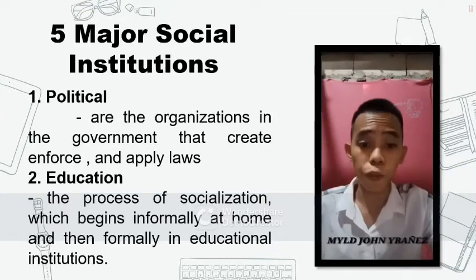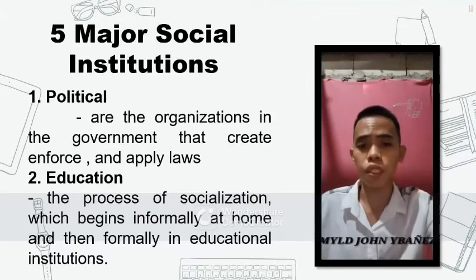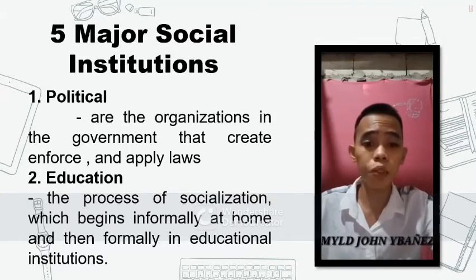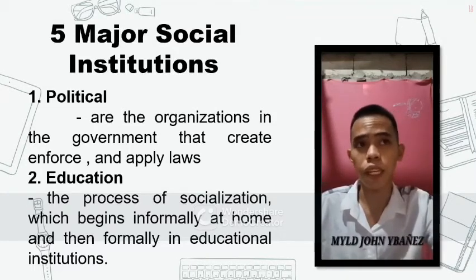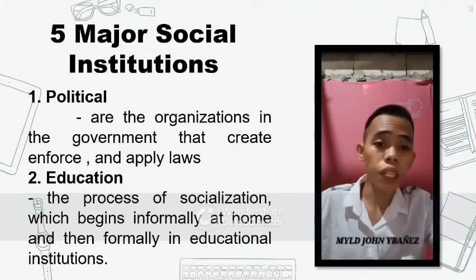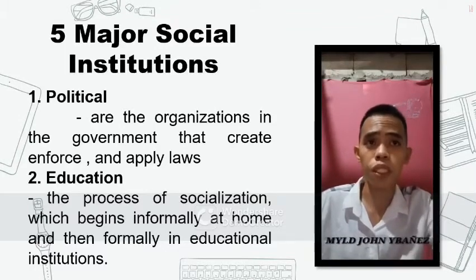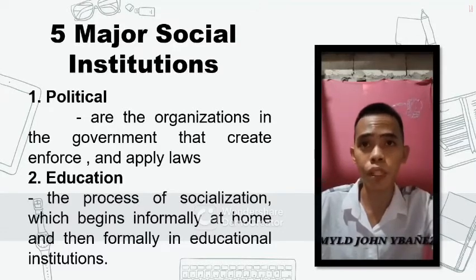So first, the political institution. This often makes the government policy on the economy and social systems, and otherwise provides representation for the population. Political institution is important because this is the arrangement by the government of the people and democracy.